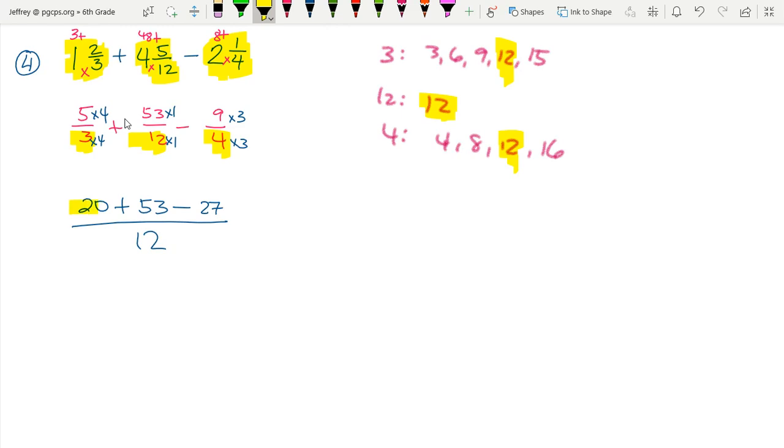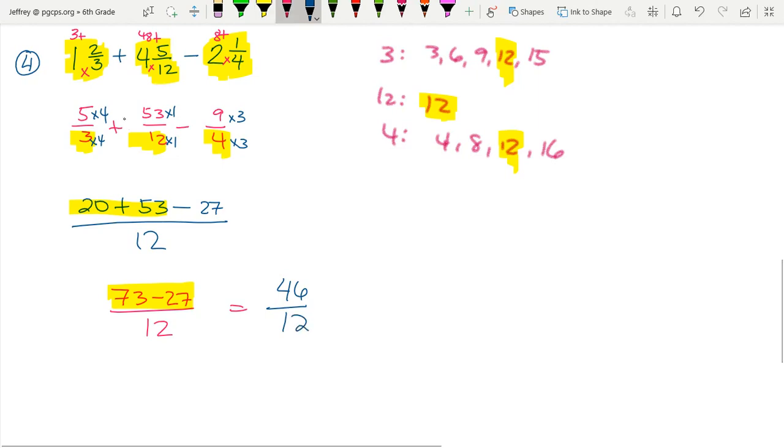Now, we do left to right. So let's add first. What's 20 plus 53? And that's going to be 73 minus 27/12. Then let's subtract. What is 73 minus 27? And that would be 46/12. Can we simplify 46/12? What's the common factor that we can divide evenly to 46 and 12? And you're right, it's going to be 2. So 46 divided by 2 is 23. And then 12 divided by 2 is going to be 6.